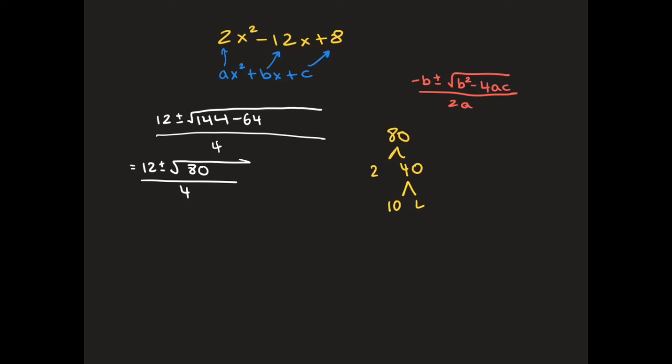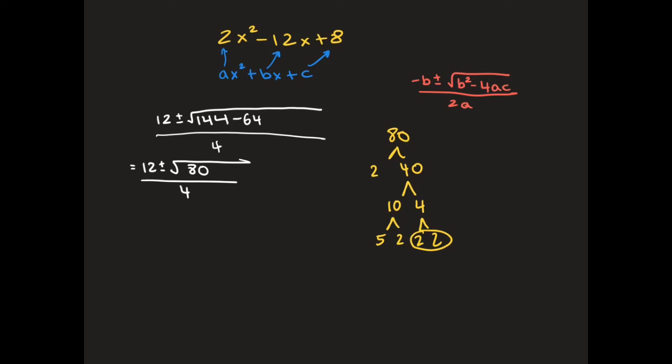10 times 4 is 40. 5 times 2 is 10. And those are all prime numbers, so that's no longer a route to go down. And then 4 is 2 times 2. And everything has ended in prime numbers. Now we group together the like numbers. So we find pairs of the same number.